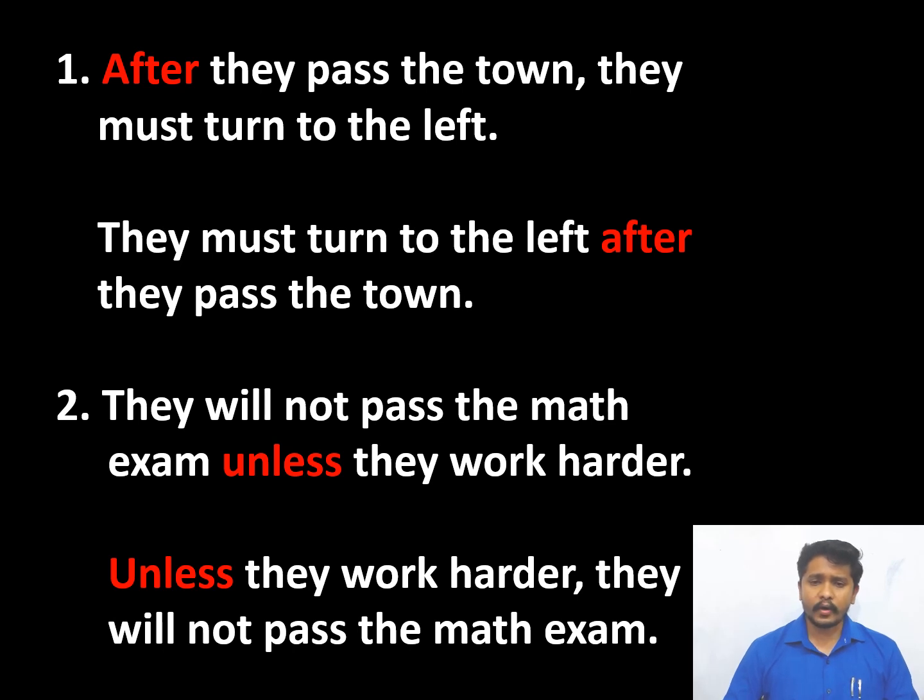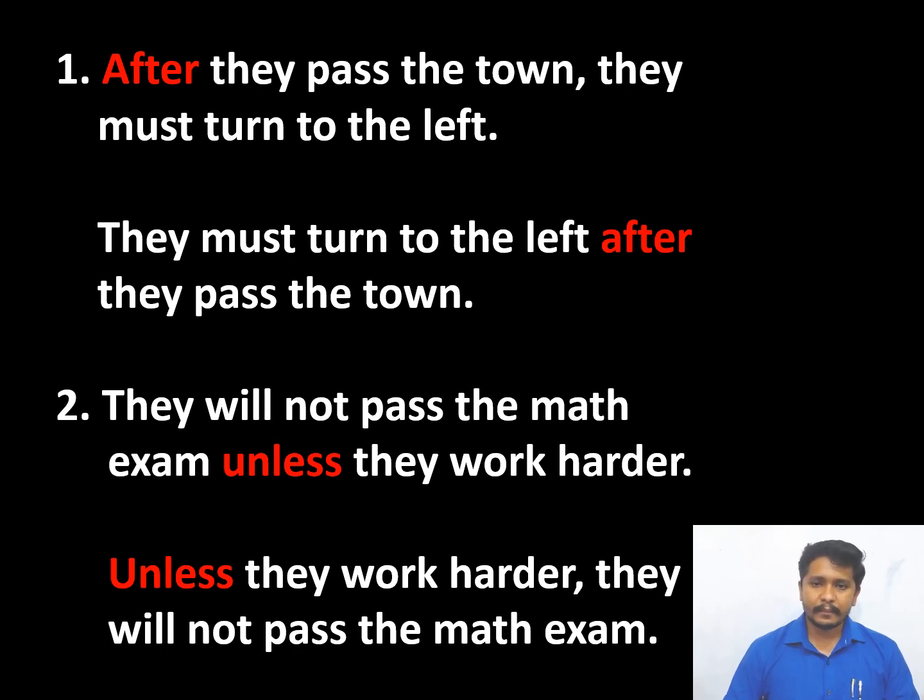So remember the important rule here. Whenever we use a subordinating conjunction at the beginning of the sentence, we always use a comma after the dependent clause, or before the independent clause.